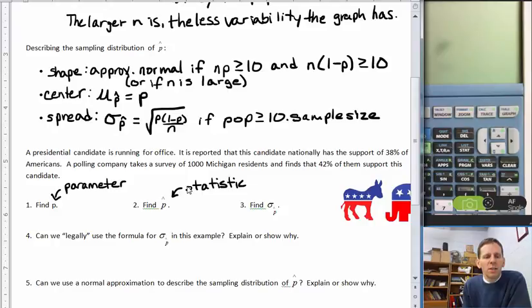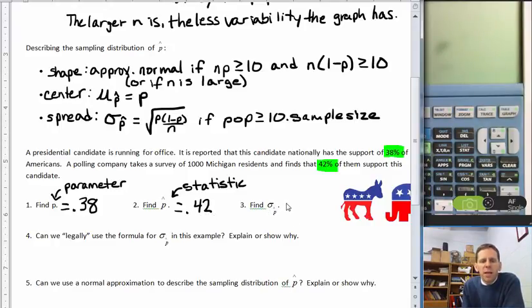So these are both going to be percentages, and we do have two percentages that are listed in our introduction to our problem. We have this 38% right here, and we also have this 42%. So which one is which? Nationally has the support of 38% of all Americans, so this sounds like a parameter. It's dealing with the entire population. That's what we're going to use for p in this problem. We have a survey of 1,000 Michigan residents. That's not everybody in Michigan, obviously, so that's going to be our statistic and our sample proportion, which is 42%.